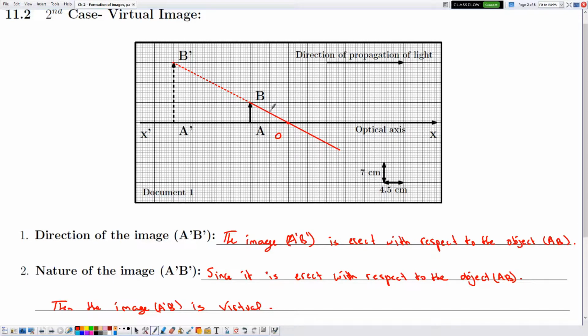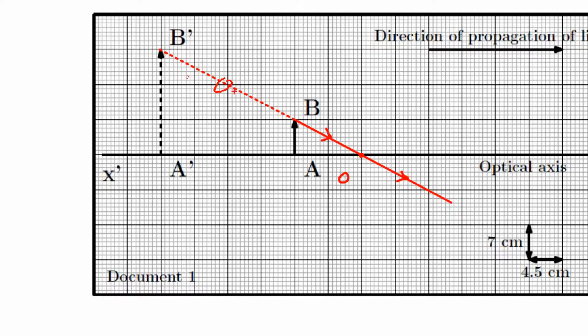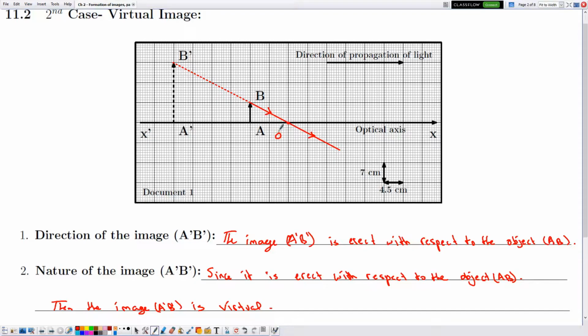Now BO is an incident ray issued from B passing through the optical center, and this is the emergent ray corresponding to the incident ray BO. Notice that this line must be dotted because it's the prolongation of this emergent ray. So the optical center O is the intersection between the line BB prime and the optical axis.